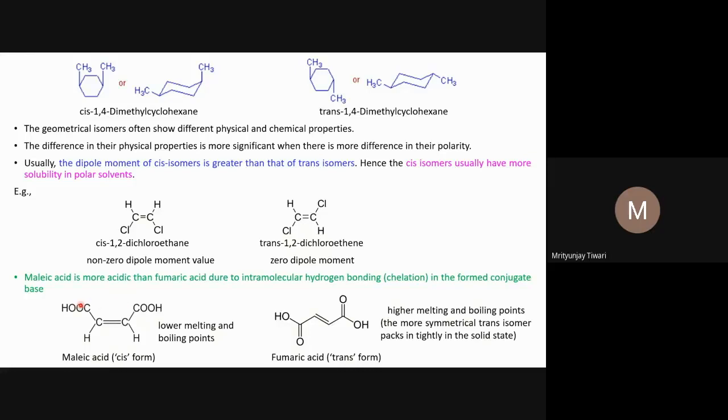So we see intramolecular hydrogen bonding here, and in this compound we see more efficient intermolecular hydrogen bonding. If there is more efficient intermolecular hydrogen bonding, the packing will also be tighter and stronger, and the melting and boiling points of this compound will be higher. The trans isomers will have higher values than the cis isomer. So fumaric acid has higher melting and boiling points. This is the more linear structure, this is the more spherical structure. This is the cis form and this is the trans form.